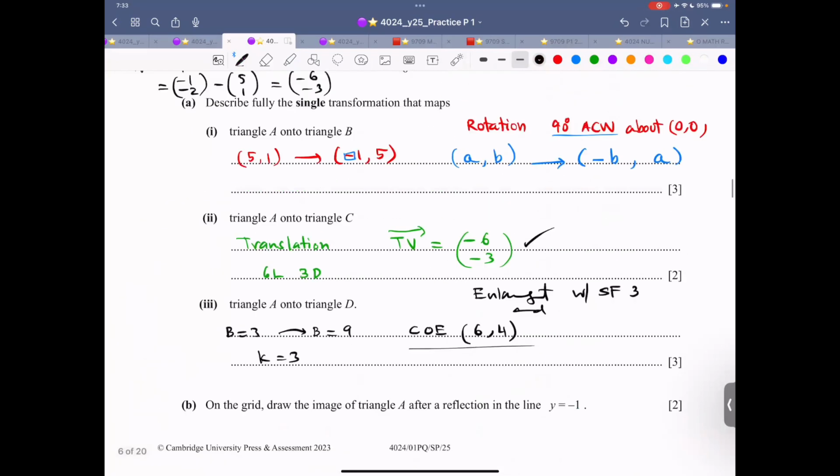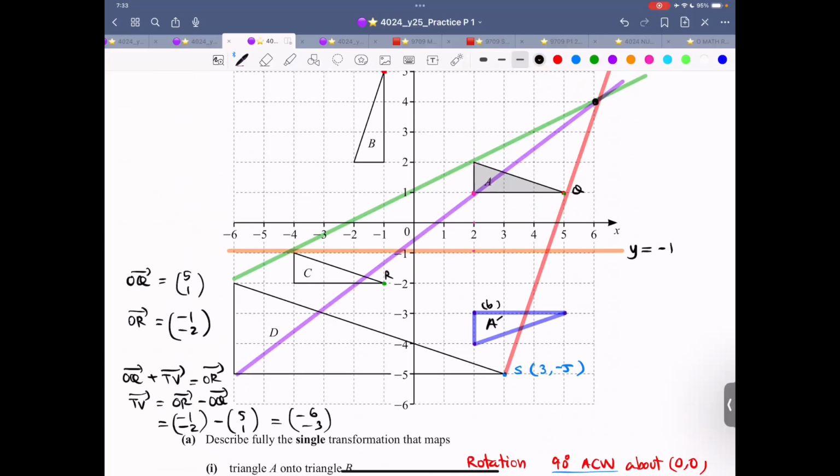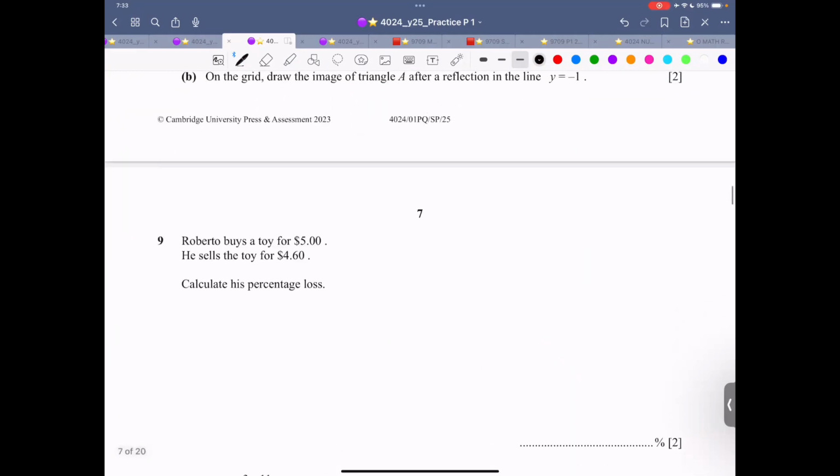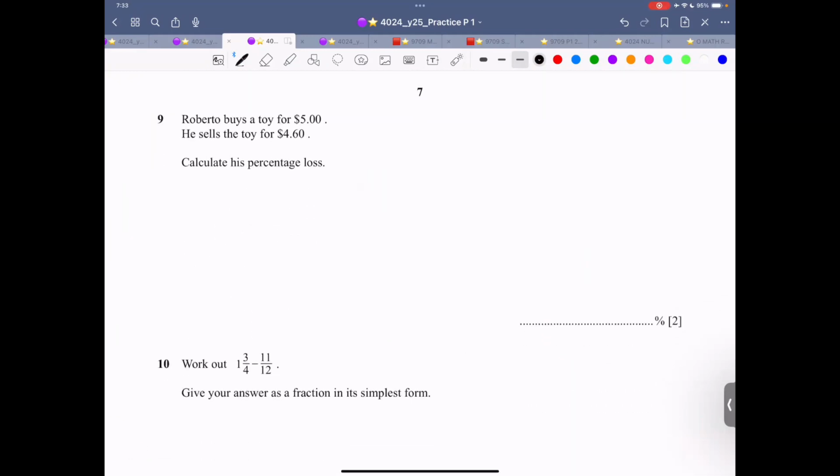Do write over here that this is part B. So now this thing is done. A very simple question of transformation. Now let's talk about this thing.